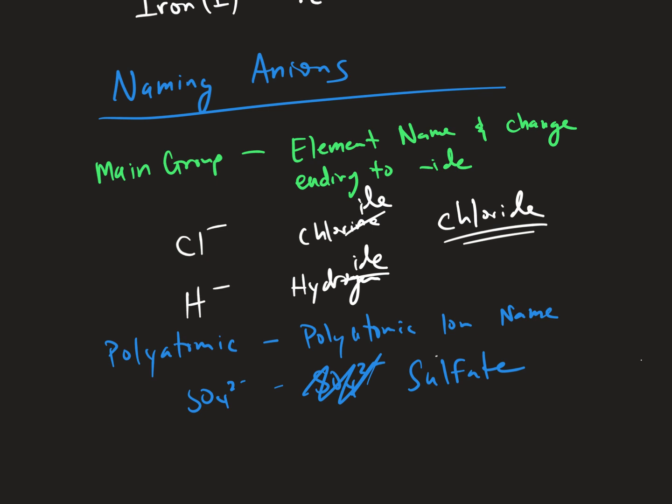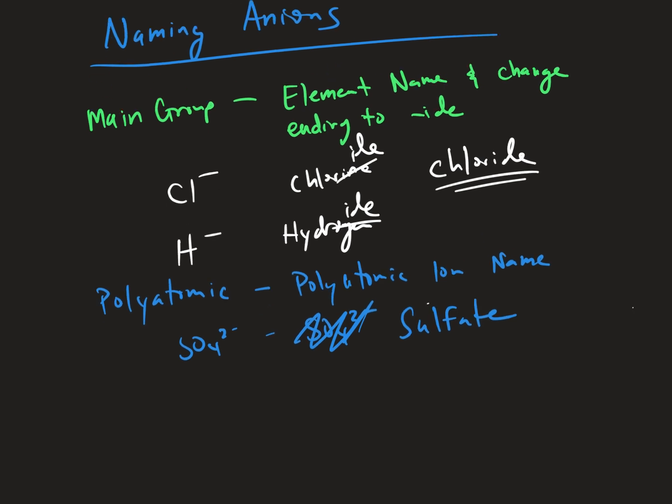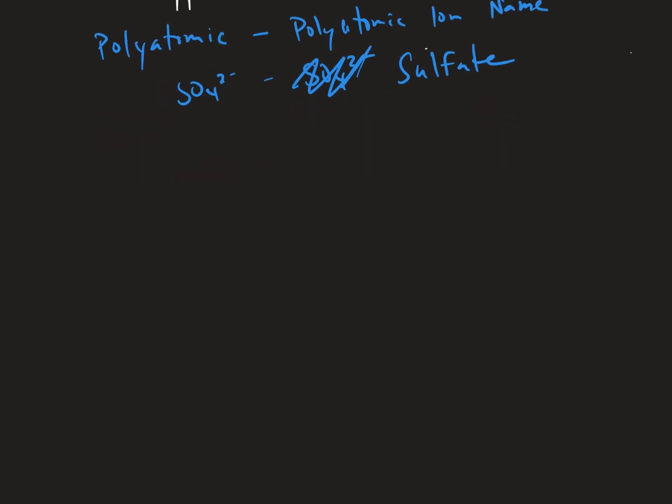And that's it. That's how you name ionic compounds, except you just put them together, right? So let me give you a little summary of all this. So we have different types of elements. We have main group elements. We have transition metals. And we have polyatomics.